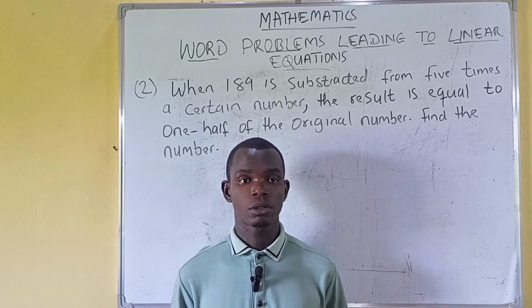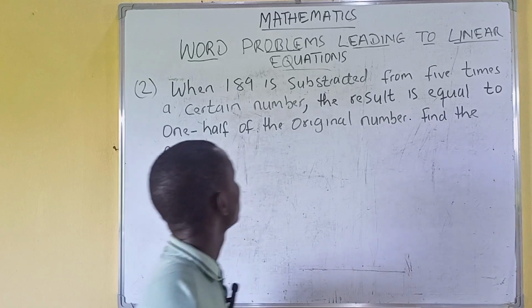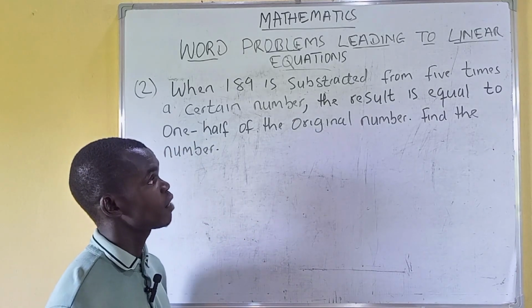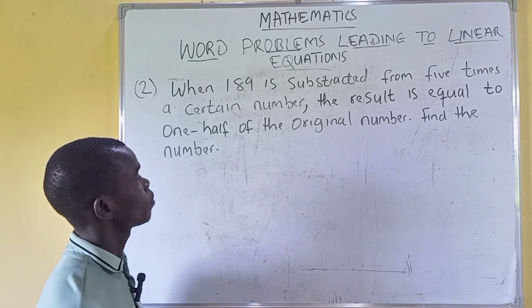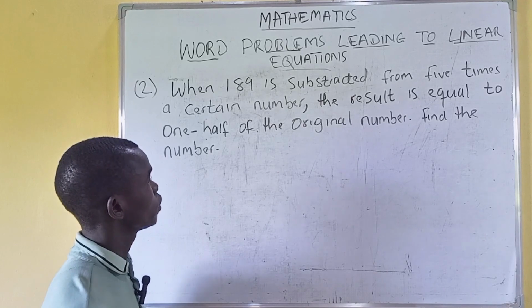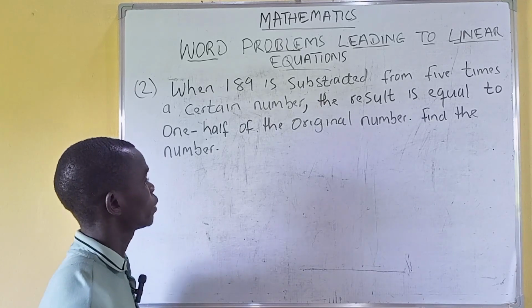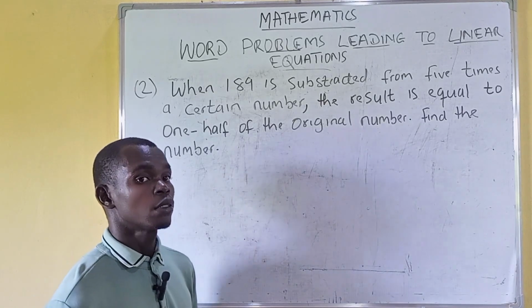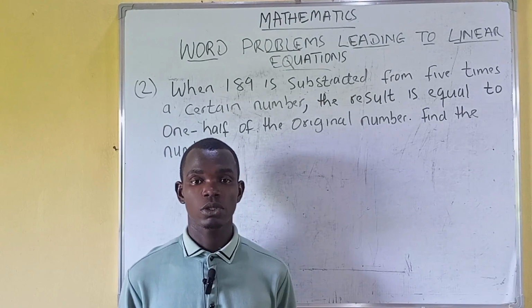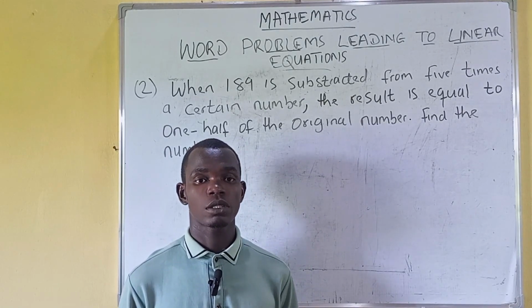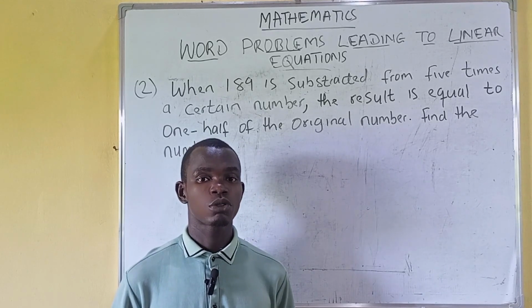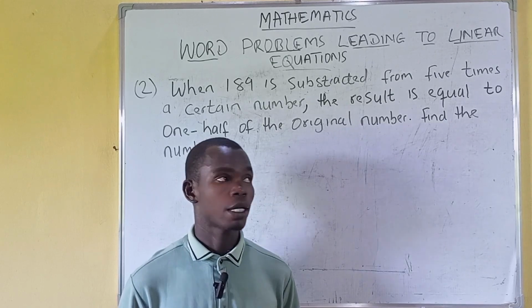Let's look at this question too. When 189 is subtracted from 5 times a certain number, the result is equal to 1/2 of the original number. Find the number. Earlier we said that there are three rules we must observe when calculating questions on word problems. The first thing is to choose a letter to represent the number required.